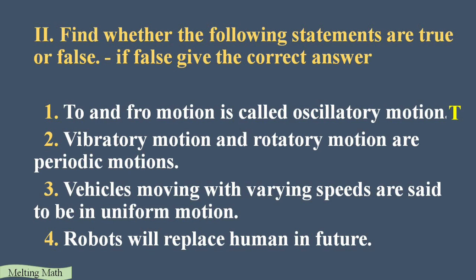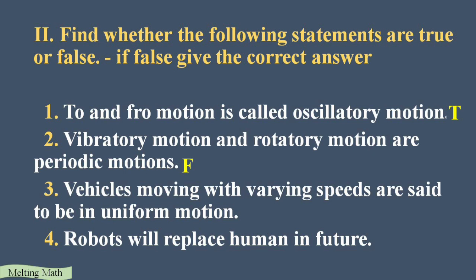Let's see the second one. Vibratory motion and rotatory motion are periodic motions. Is it true or false? It's false. Vibratory motion and rotatory motion are not periodic motions, because what is periodic motion? The definition of periodic motion is when a motion is repeated in an equal interval. If a motion repeats in an equal interval of time, that's the periodic motion. Here, in vibrating motion, if you stretch a rubber band from one end to another and push it in the middle, the rubber band will vibrate. We can't count or calculate that periodic it's moving.